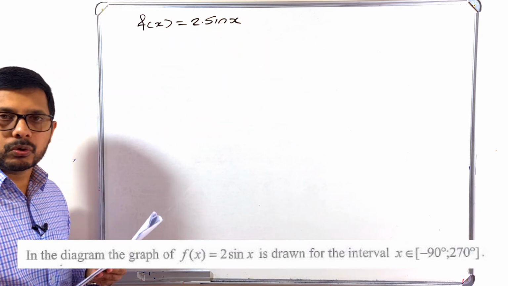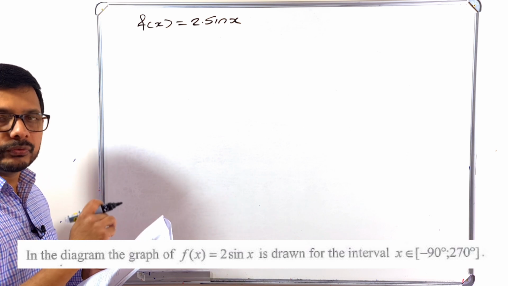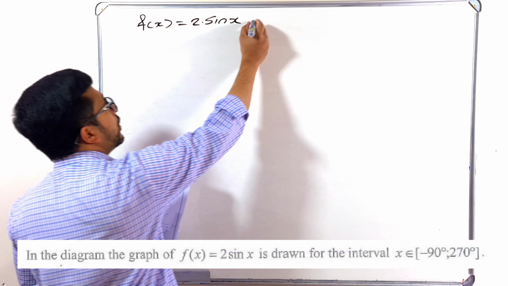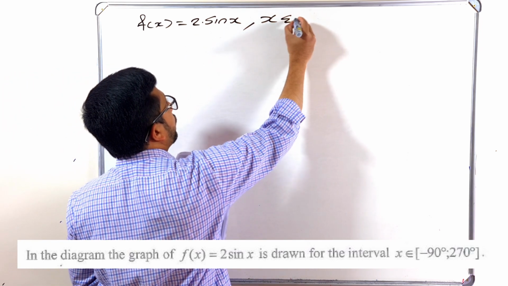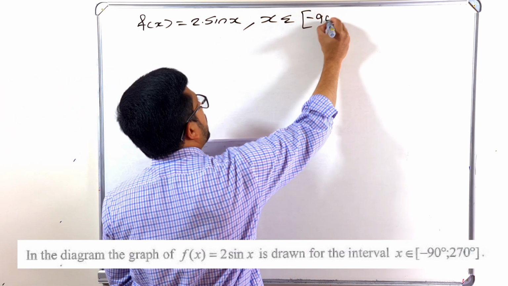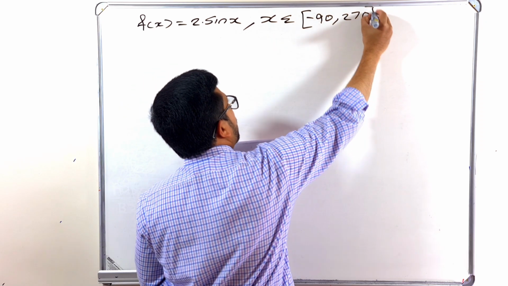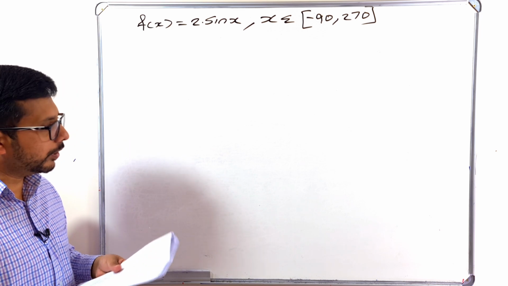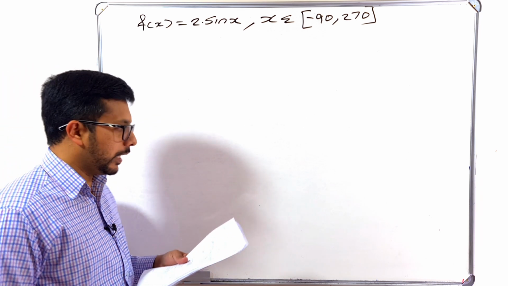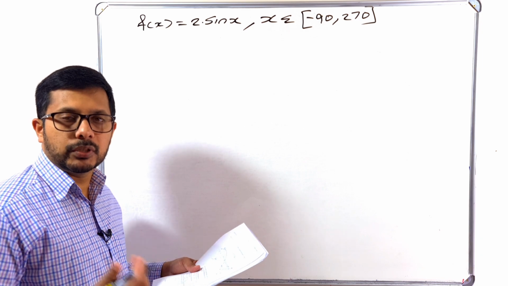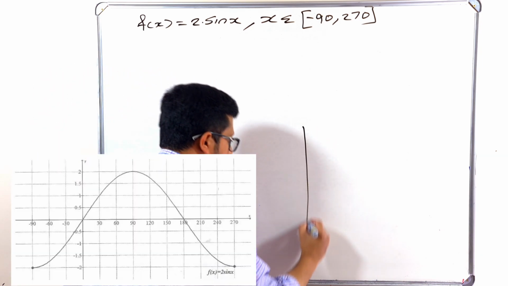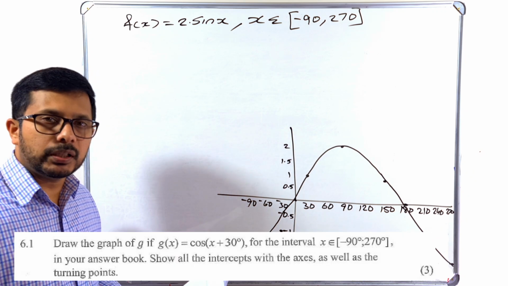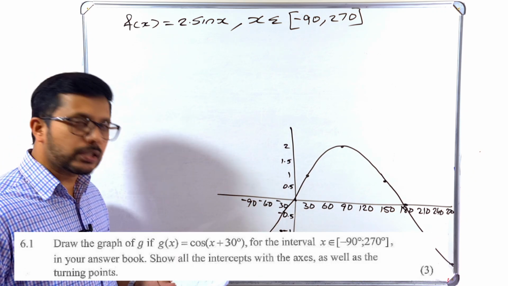This graph is drawn. Okay, so first let me draw that graph, then based on that one I'll explain the remaining things. Here the interval is, what is the domain? x is an element of minus 90 to 270. That is the interval. So this is the given graph f of x, and what is the first question?